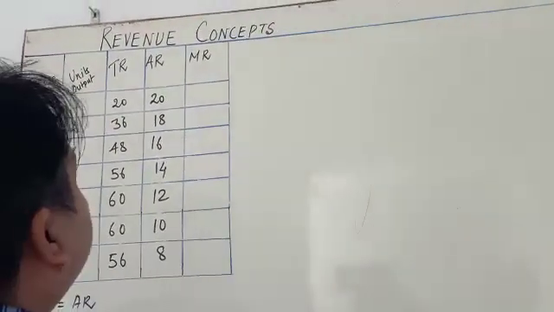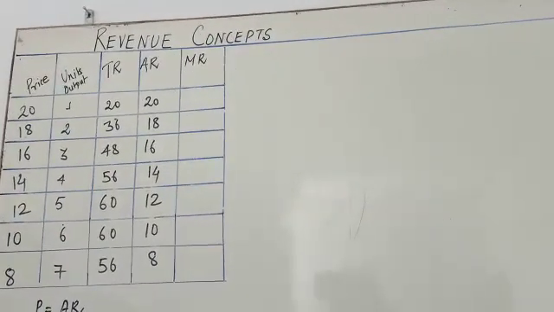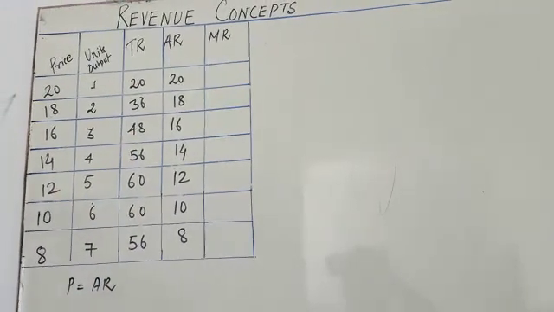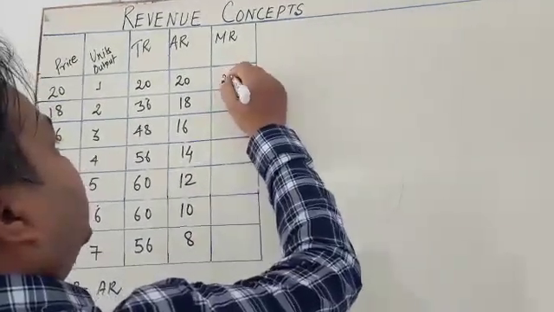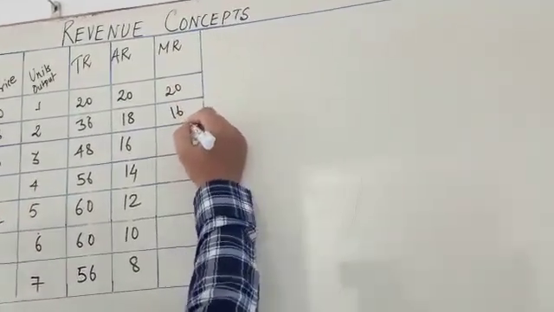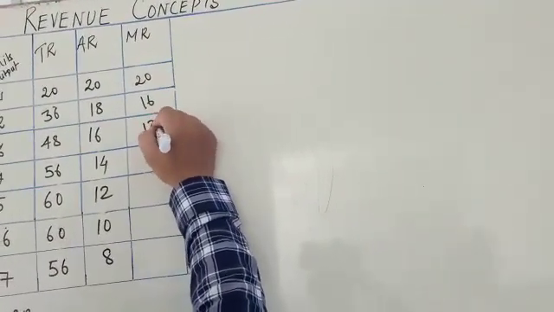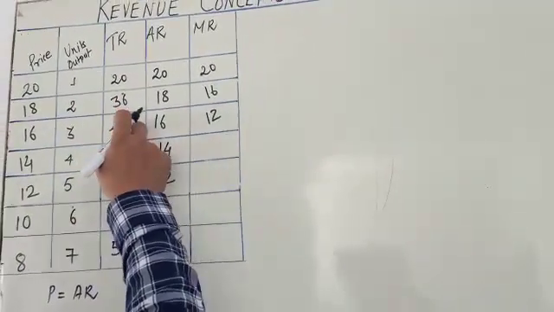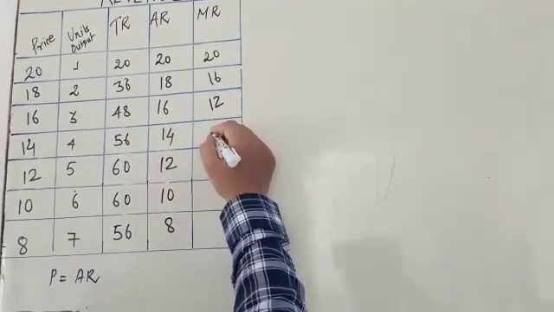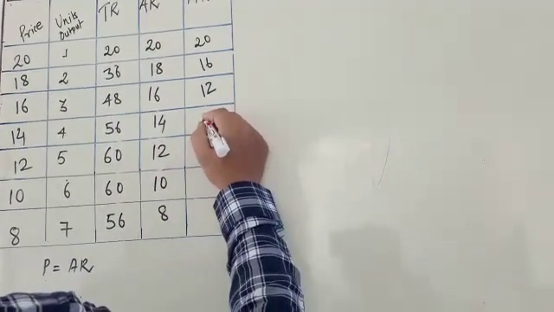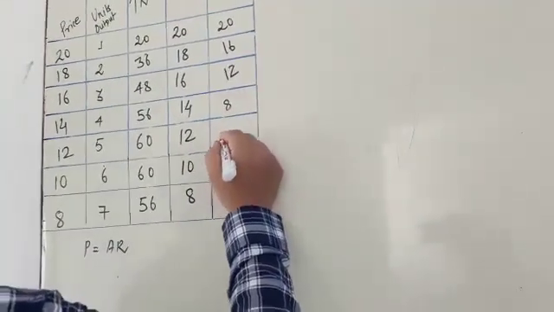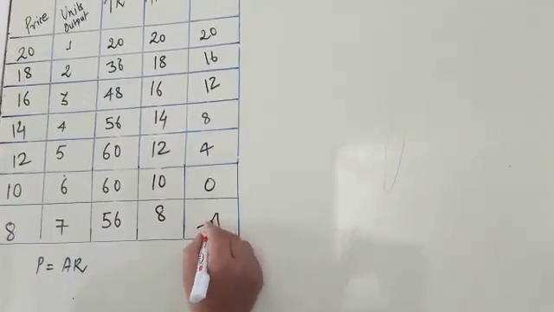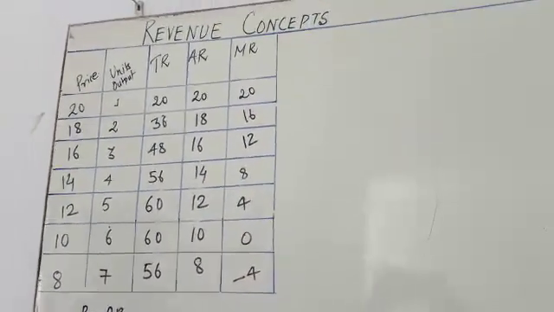Now, you have to calculate marginal revenue. Marginal revenue is also calculated on the basis of TR: TR2 minus TR1. The first one is 20, then 16, then 12. How to calculate 12? 48 minus 36. Then 56 minus 48 is 8, then 4, then 0, then minus 4. This is the situation of marginal revenue.